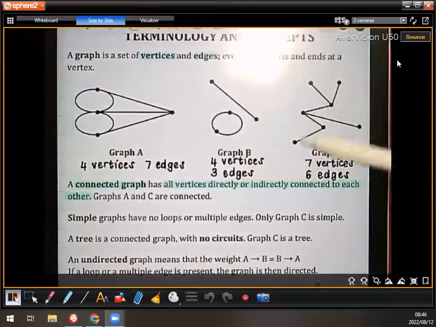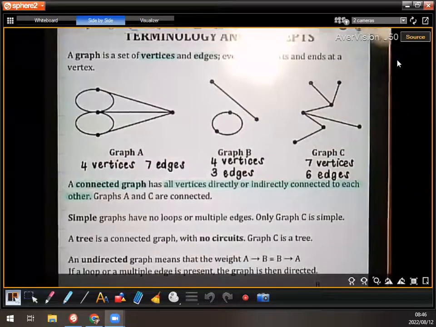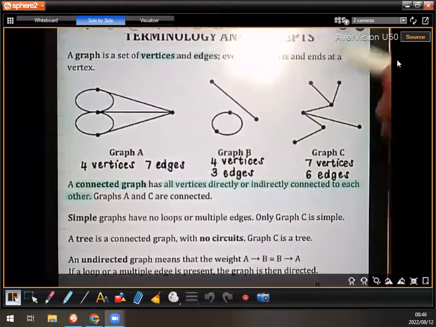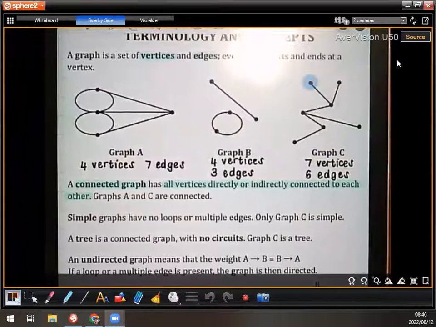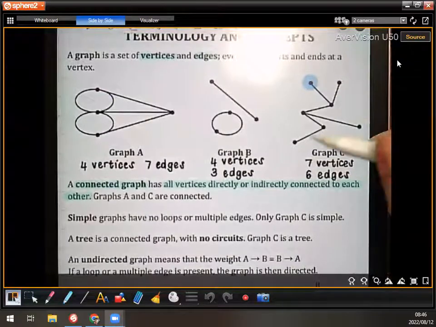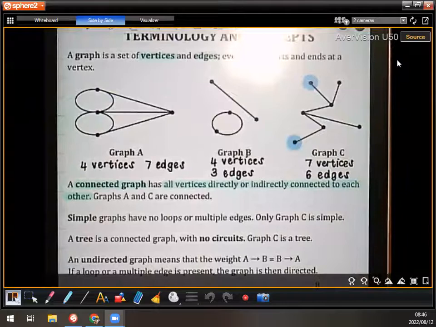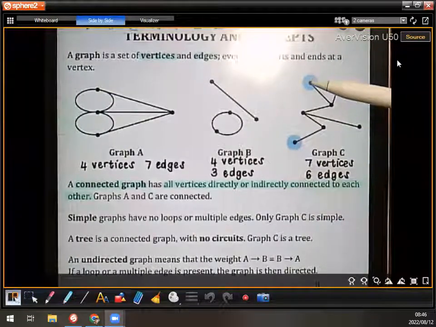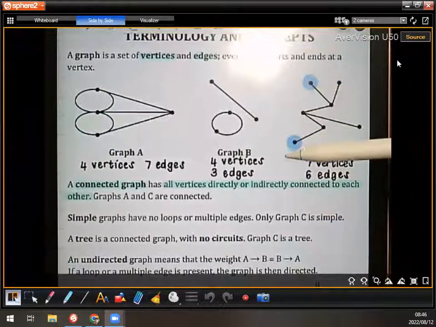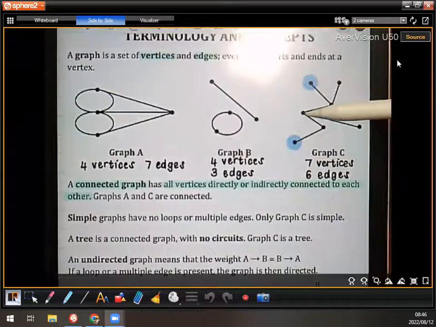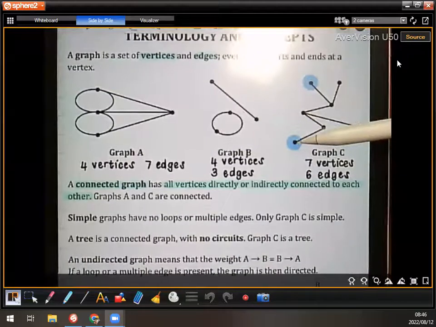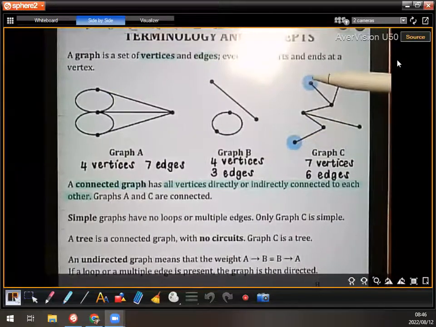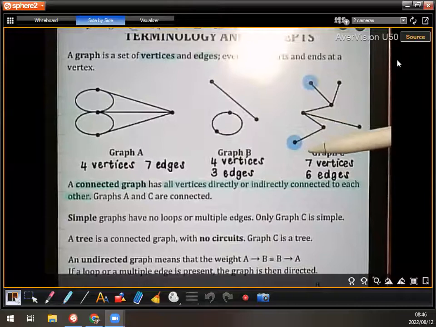So if we are looking at this last one especially, do we agree that this top vertex here, let me just make that one dark blue, is not directly connected to the bottom vertex here, right? Because there isn't an edge drawn directly from that one to that one. But if I follow other edges indirectly, these two vertices are actually connected to each other, right? Because there is a pathway between them, even though it goes through other edges. Okay, does that make sense? That's what they mean by indirectly.